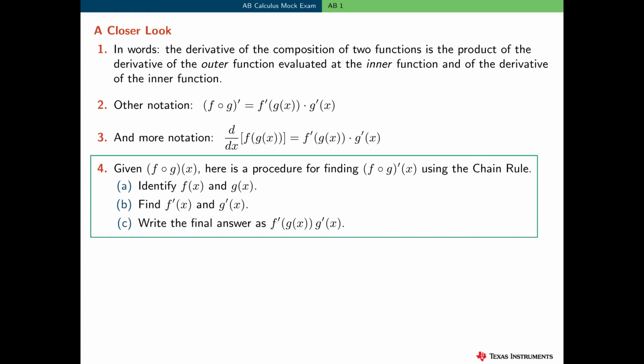This last item is a step-by-step procedure for applying the chain rule. I find this is helpful for students when they first learn this rule. The most important part, and perhaps the most difficult thing before applying the chain rule, is to correctly identify the outer and the inner functions, f of x and g of x. And this takes practice. Then find f prime of x and g prime of x separately. And then finally, put everything together and write the derivative of the composite function as f prime of g of x times g prime of x.